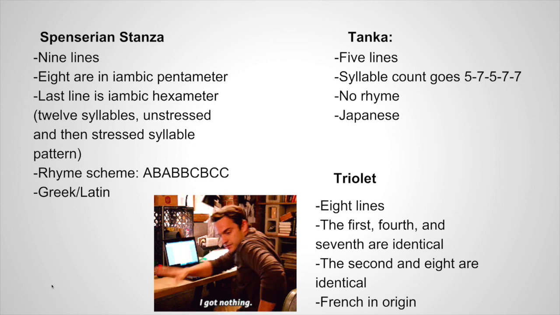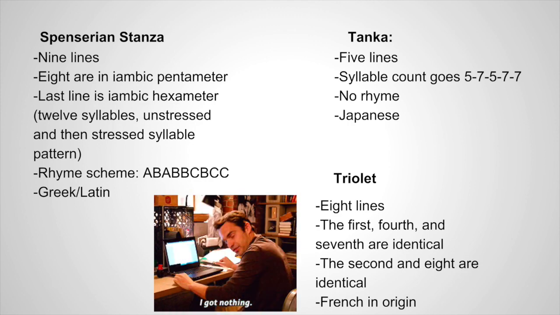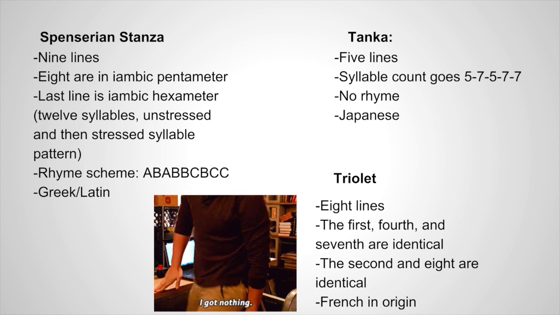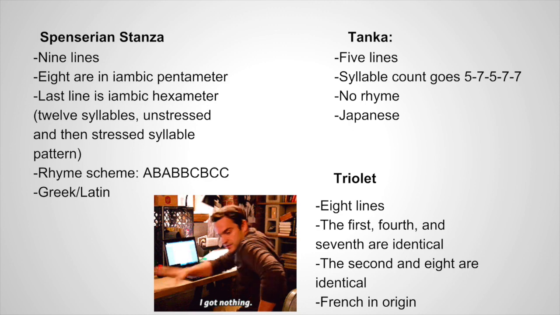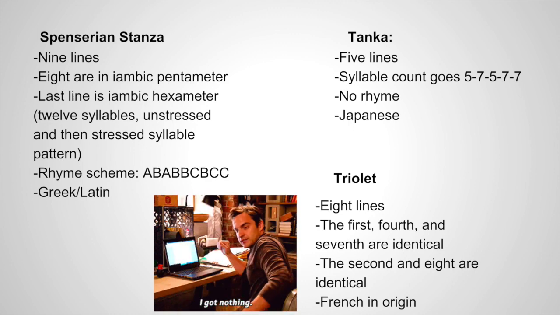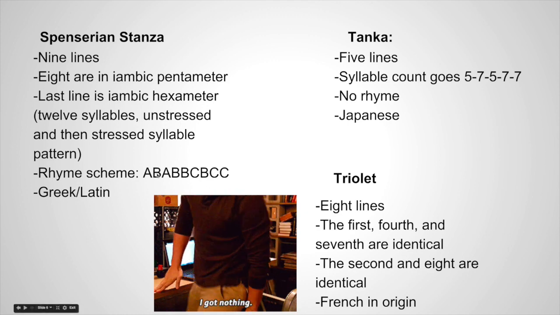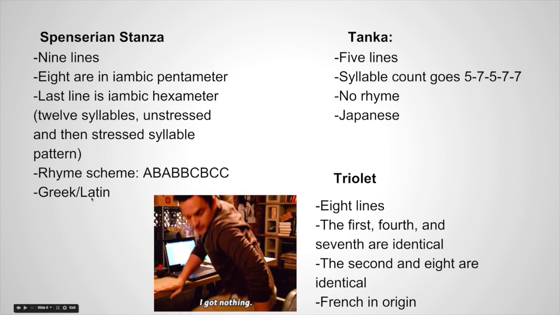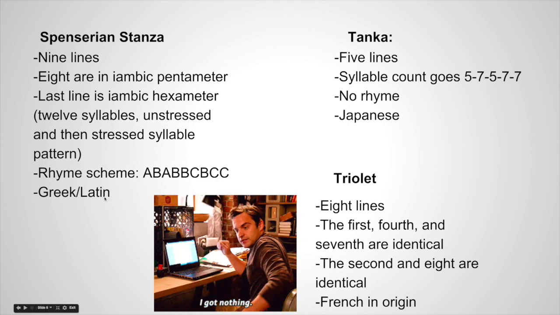We have a few more. The Spenserian stanza is 9 lines, iambic pentameter for 8. The last one is iambic hexameter, which is 12 syllables. And if all of these words are kind of getting you frustrated, you can look all of these up on Wikipedia. I recommend that. You've got your rhyme scheme here, and then your Greek and Latin origin. You, of course, don't have to write in Greek or Latin unless you want to.